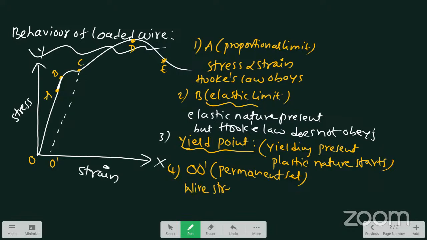Wire stretched permanently. That is called permanent set. Up to now, students, four points over. Again, I am repeating. Just write what is the meaning of those words.